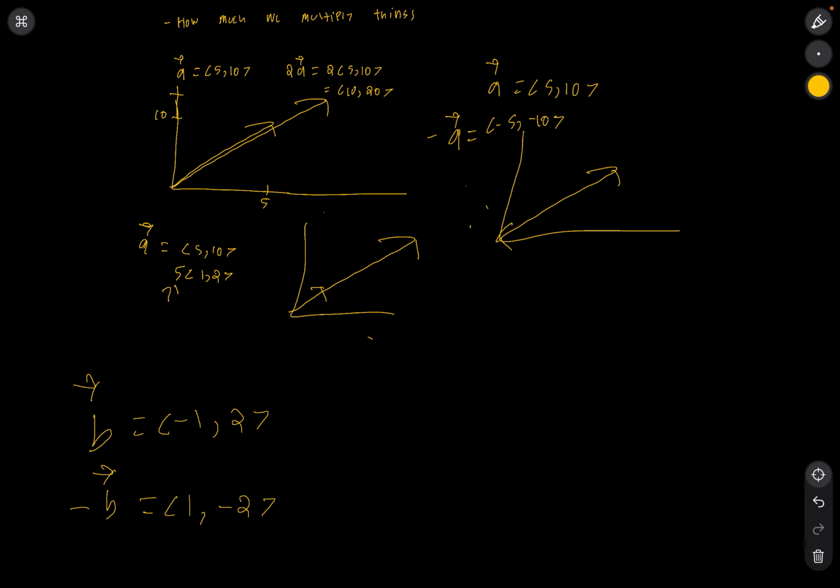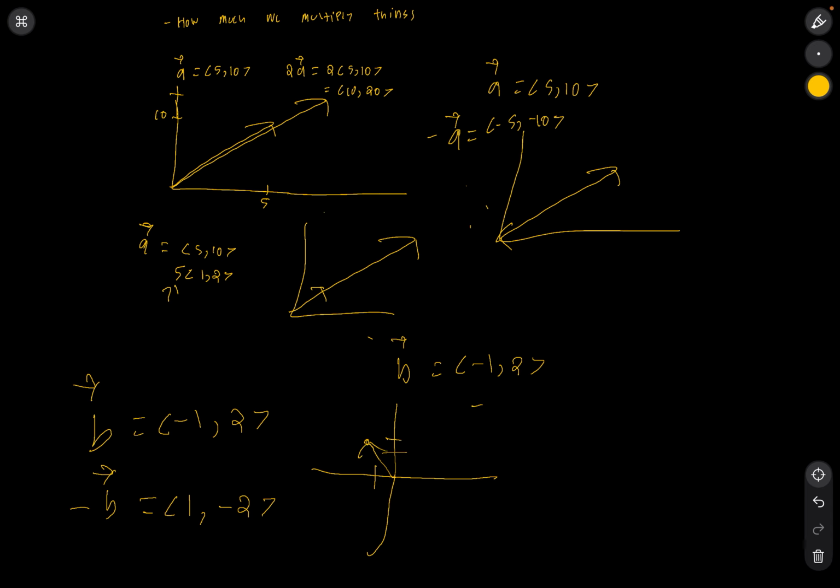Example again, we have b vector, and it kind of looks like this. We're going to use the second quadrant now. We're going to go negative 1, and we're going to go 2 above. So right around there.